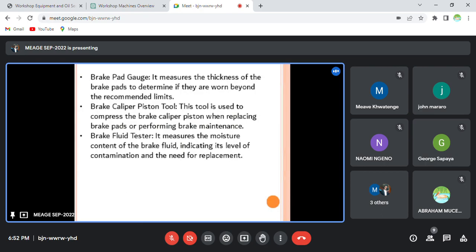We have the brake caliper piston tool, and this tool is used to compress the brake caliper piston when replacing brake pads or performing brake maintenance. We have the brake fluid tester, and this is used to measure the moisture content of the brake fluid, indicating its level of contamination and the need for replacement.